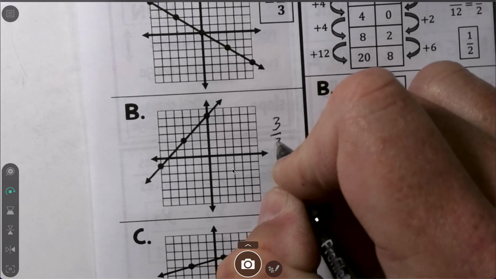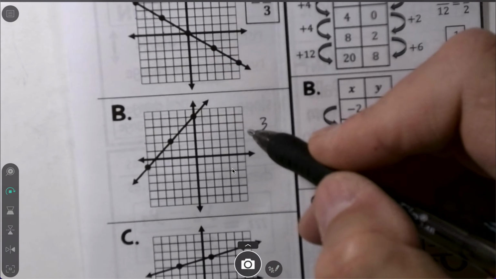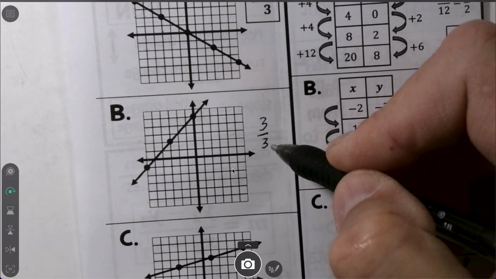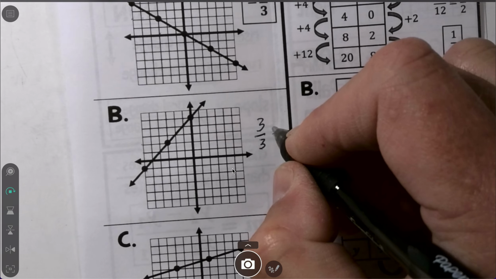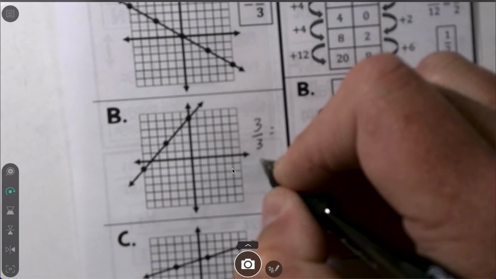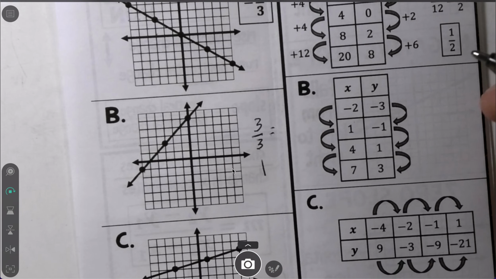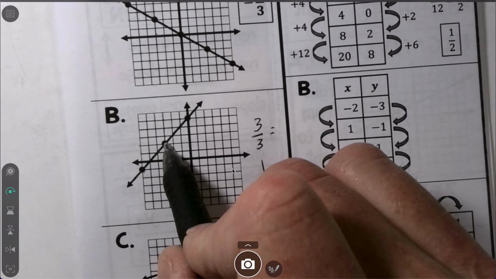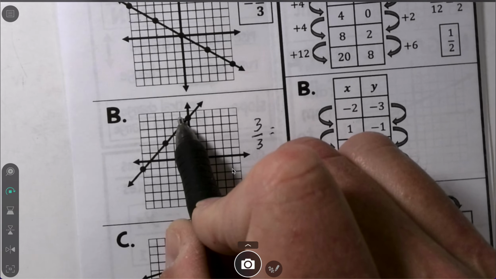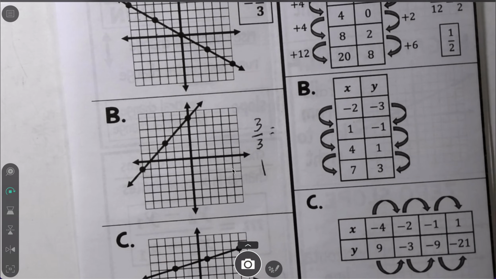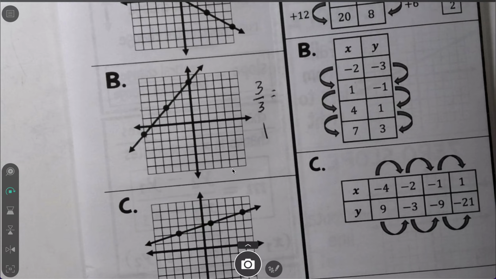It's 3 over 3. And just like with any fraction or ratio, you always want to simplify that. So 3 over 3 would simplify just to 1. This is a 1 slope. And if you look at that, it would go up 1, right 1, up 1, right 1, up 1, right 1. And it stays on the line as you do that.